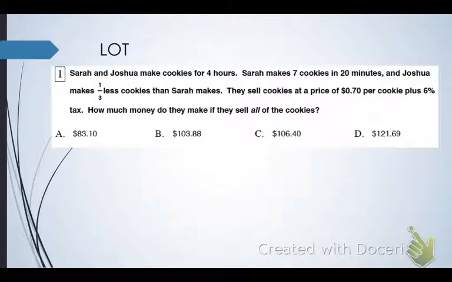Please make sure you have the notes paper and at the top you have your LOT question. This might look familiar to you. Please pause the video and complete this question, and when you are ready to check your answer, please press play.